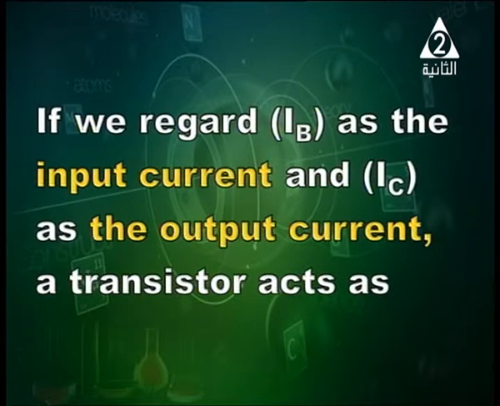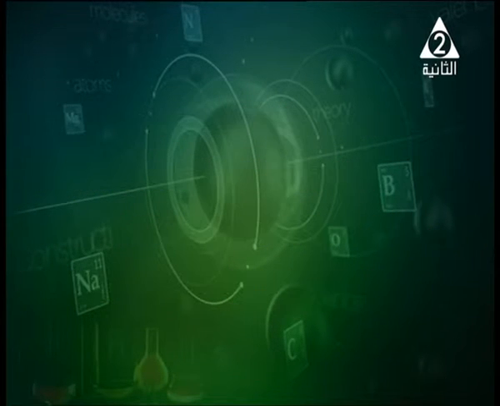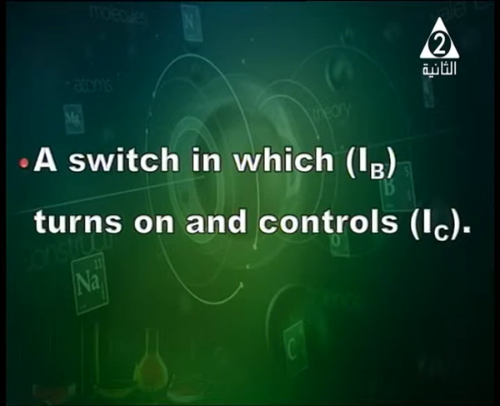If we regard IB as the input current, base current is the input current, collector current is the output current. Once again, if we regard I base as the input and I collector as the output, a transistor acts as, first of all, a switch in which base current turns on and controls collector current. So the first function of the transistor is that it acts as a switch.